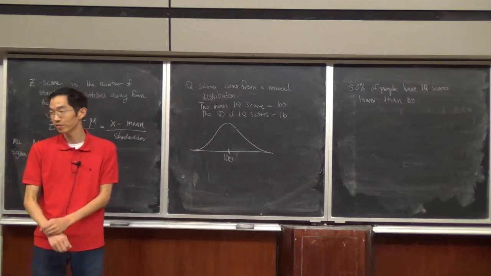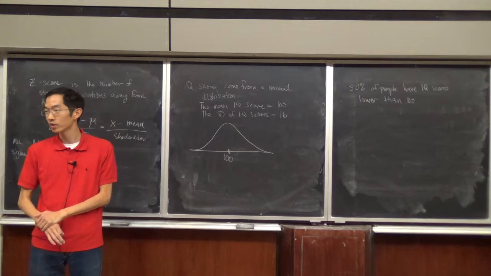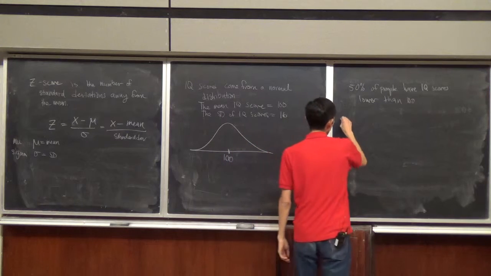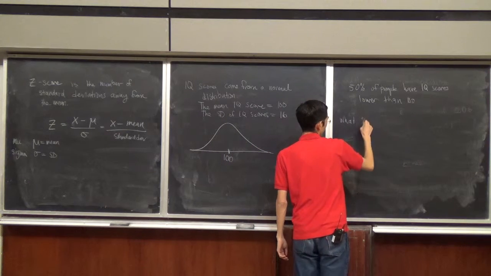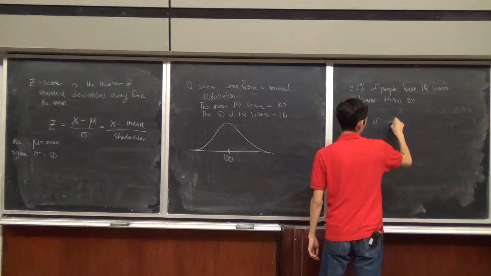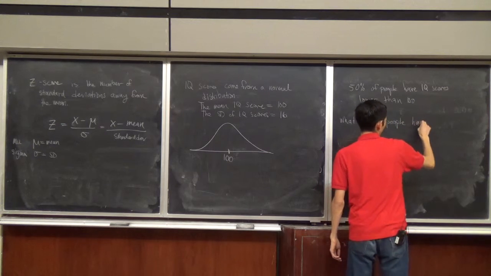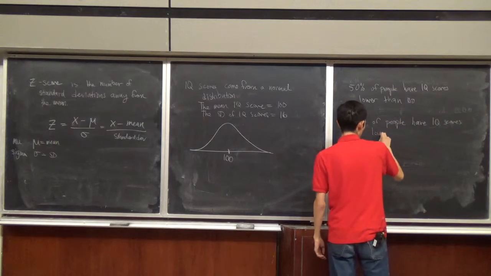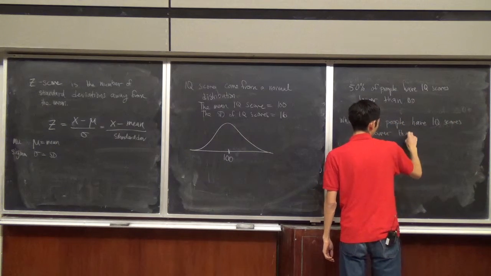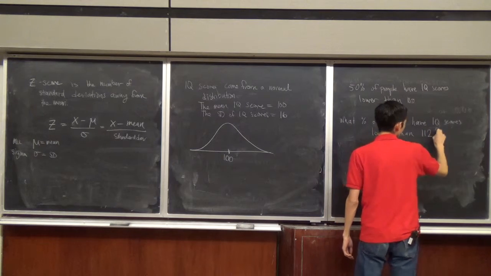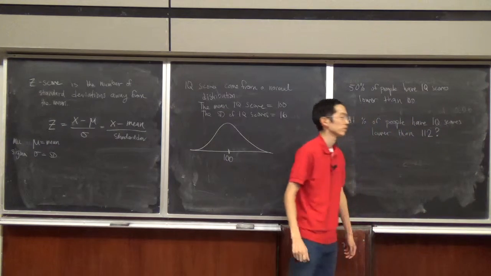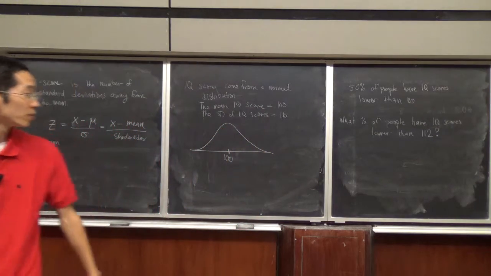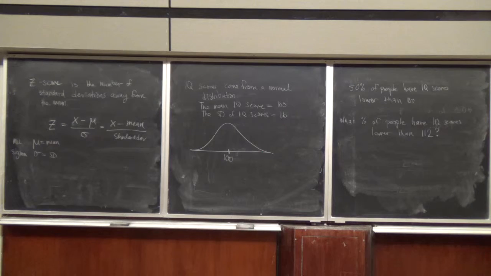Does that make sense? Okay. I could ask another question. What percentage of people have IQ scores lower than 112? Say, what percentage of people have IQ scores lower than 112?